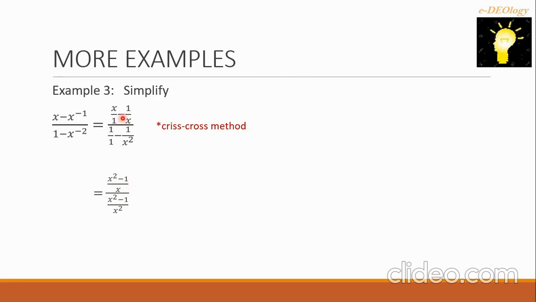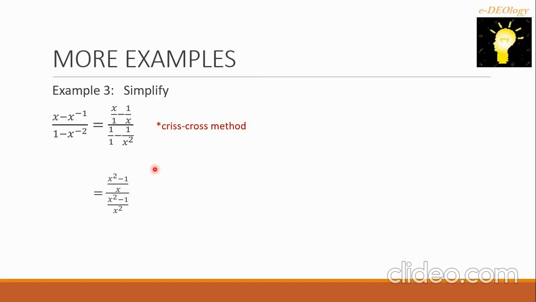And then we will copy this negative sign. The next is this 1 multiplied by the 1 diagonally. So the answer is 1. We will write the answer here. And then I'm going to multiply the 1 with the x, both denominators. 1 times x is x.